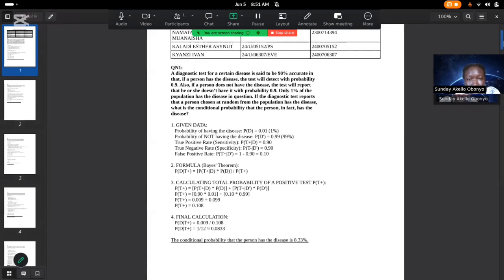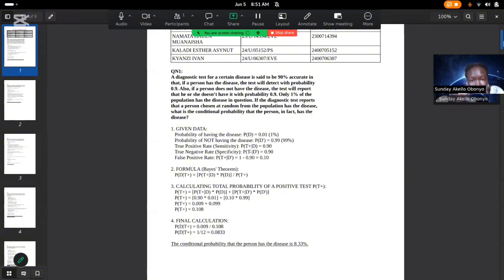When we read through number 1, this is the data that we summarize, of which what is in question is the conditional probability that a person in fact has a disease. So in the data, we have the probability of having the disease as 0.01, the probability of not having the disease as 0.99, the true positive rate as 0.90, then the true negative rate as 0.90, and the false positive rate as 0.10. So here we are going to use the Bayes theorem.